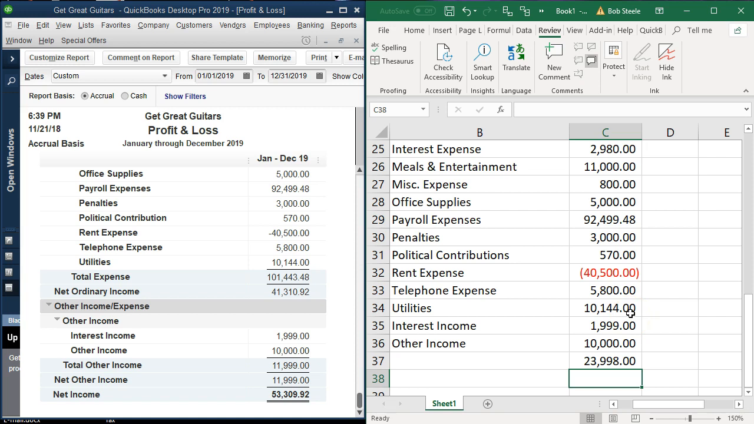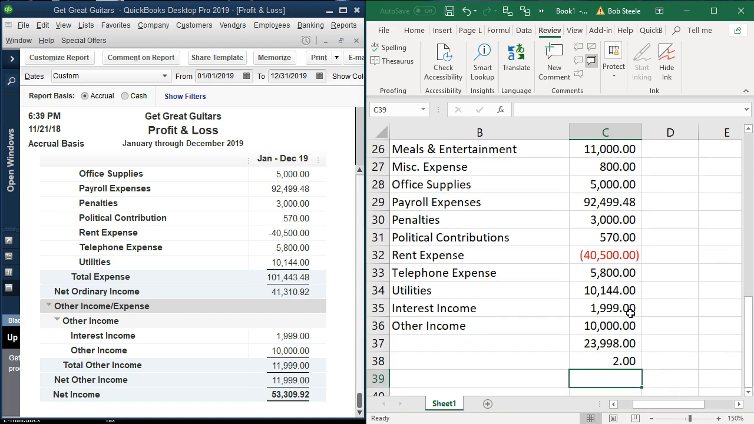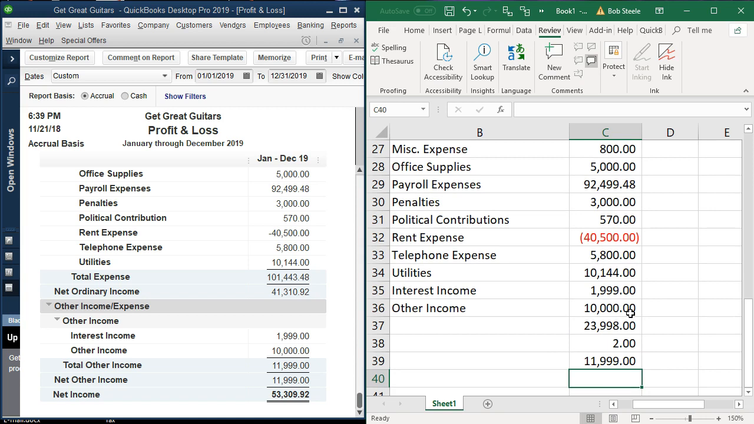And so oftentimes what I'll do is I'll say, okay, let's take that and divide it by 2, and see if I recognize the number, because it could be that I went the wrong way with something. I put it in as a debit and it should have been a credit, or vice versa. Equals this divided by 2. And there's the 11,999, which I recognize right there. So that's one way we can do it.